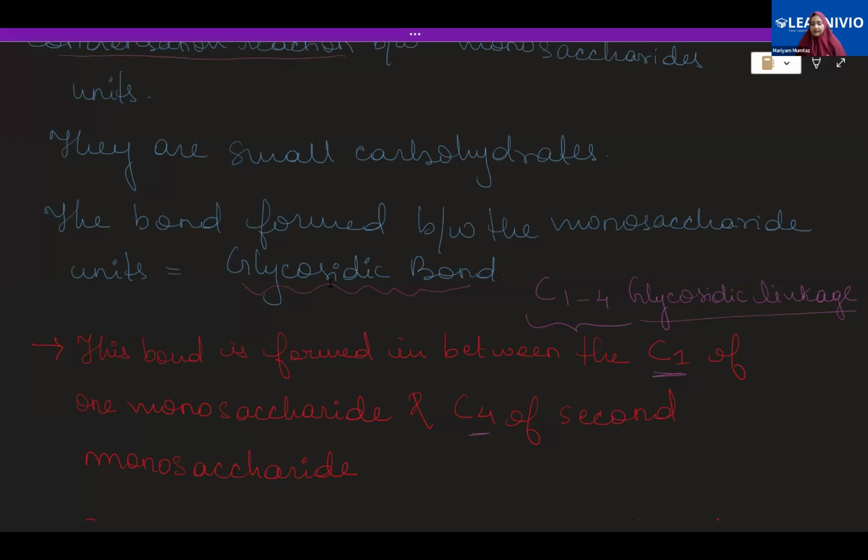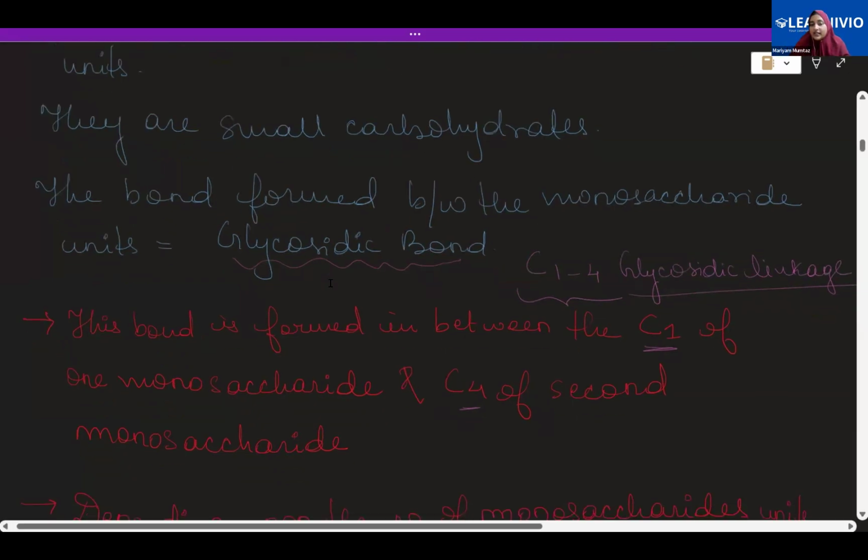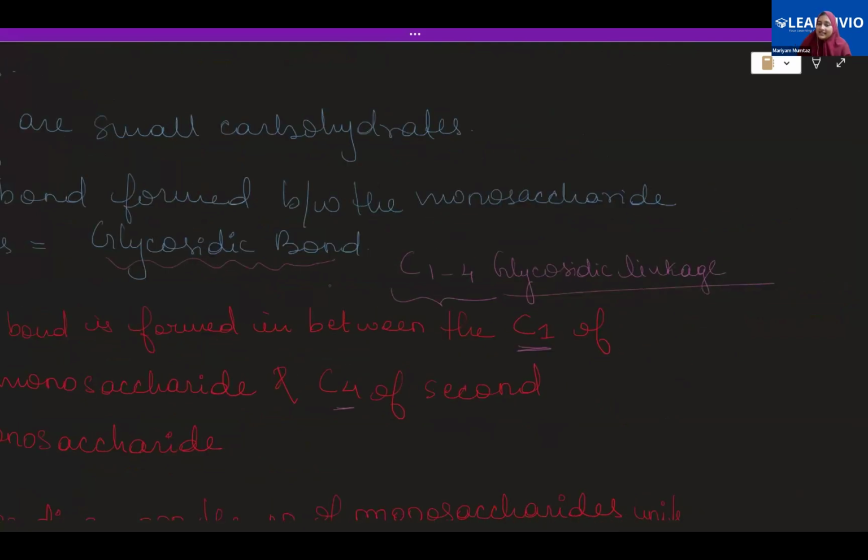For example, there's sugar A and there's sugar B. When two sugars are being joined, the bond formation will always be from carbon number 1 of the first sugar and carbon number 4 of the second. They will form a bond, and that bond is called a glycosidic bond, and mostly we call it a C1-4 glycosidic linkage. 1,4 refers to carbon number 1 to carbon number 4, and the name of the bond is glycosidic linkage. Is it clear, everyone?